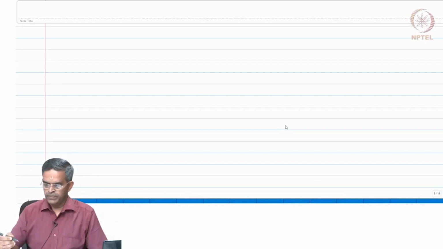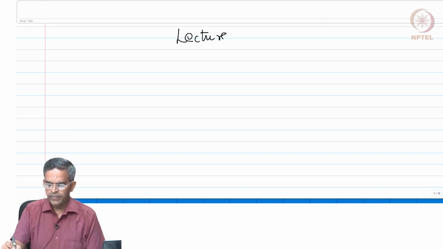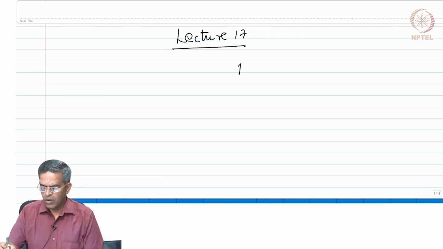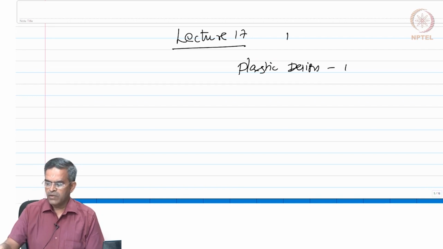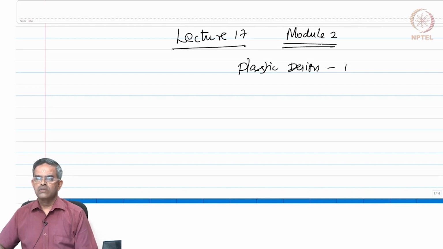Welcome to lecture 17, where we are going to talk about plastic design. This is actually a part of second module of Advanced Steel Design course, which is under NPTEL IIT Madras.